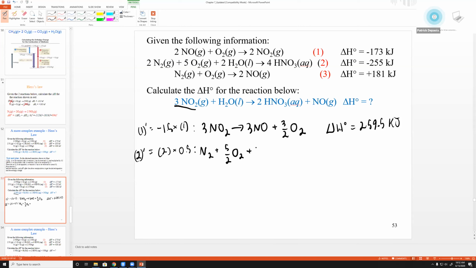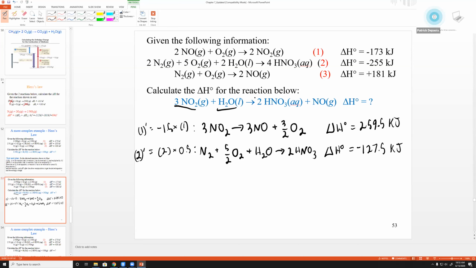plus H2O yields 2 HNO3. So there's a nitric acid. Delta H for there, we're dividing it by 2. So it's going to be negative 255 divided by 2, which is negative 127.5 kilojoules. Okay, everybody following me so far? So we got our H2O done.